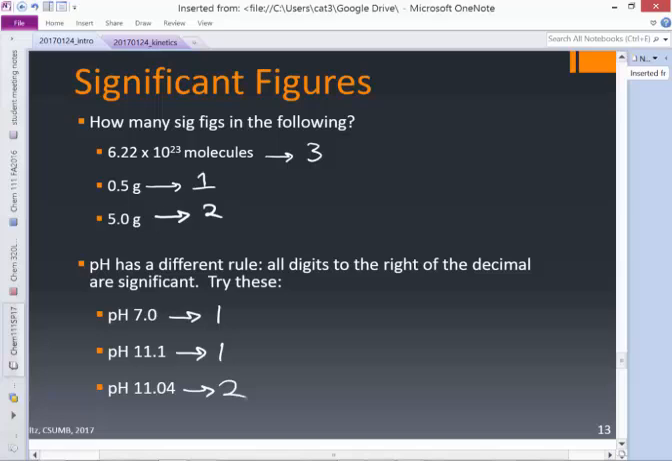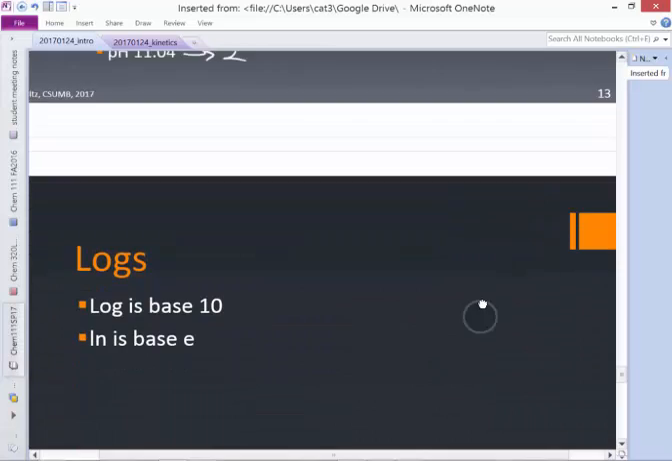Good. Any questions about sig figs? Any thoughts? Probably don't have too many deep thoughts on sig figs. At least I don't. I'm open to some, though. Cruising through. Logs. I don't really have anything to do here.